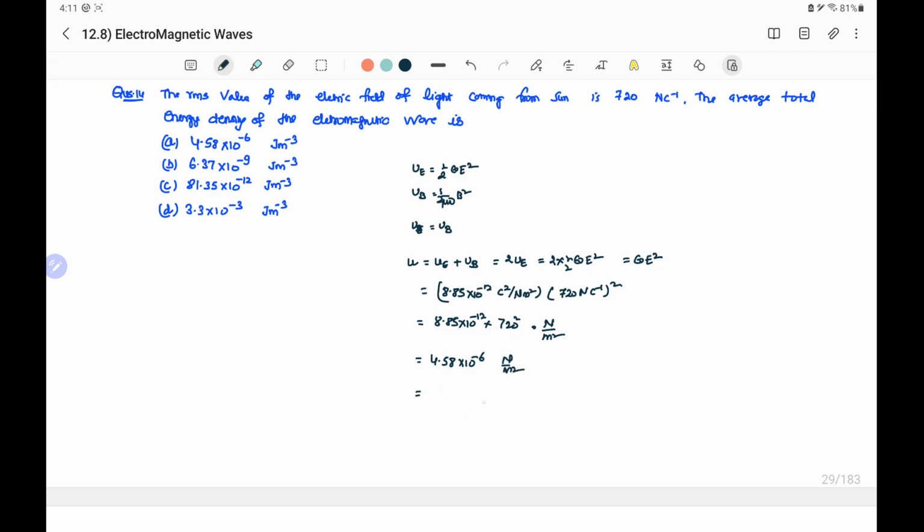Now to convert it into the unit given in the question, we will have 4.58 into 10 raised to the power minus 6, and multiplying numerator and denominator unit by meter. So Newton into meter is equivalent to joule. So we will have 4.58 into 10 raised to the power minus 6 joule per meter cube. Hence option A is the correct option.